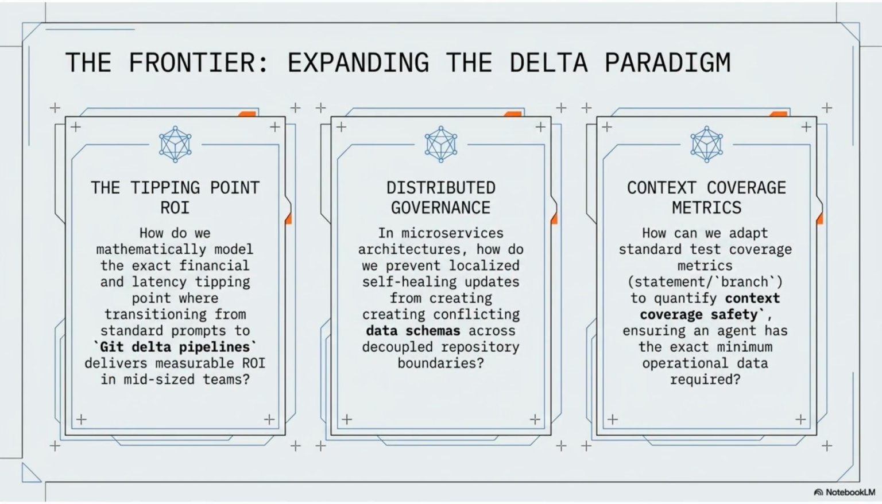The frontier of the delta paradigm includes modeling the tipping point ROI for Git delta pipelines, establishing distributed governance to prevent conflicting data schemas, and developing context coverage metrics.